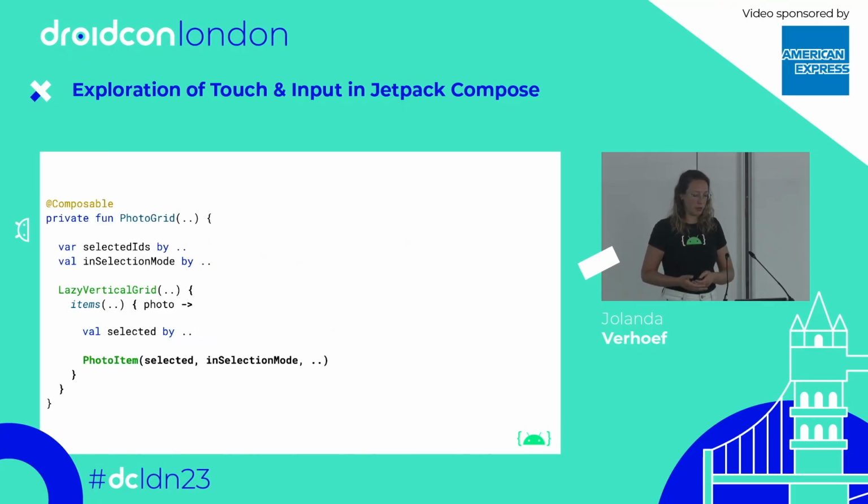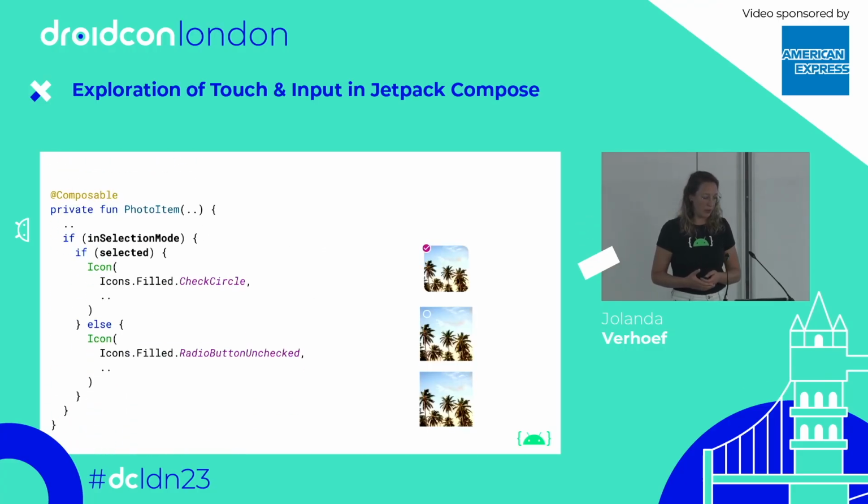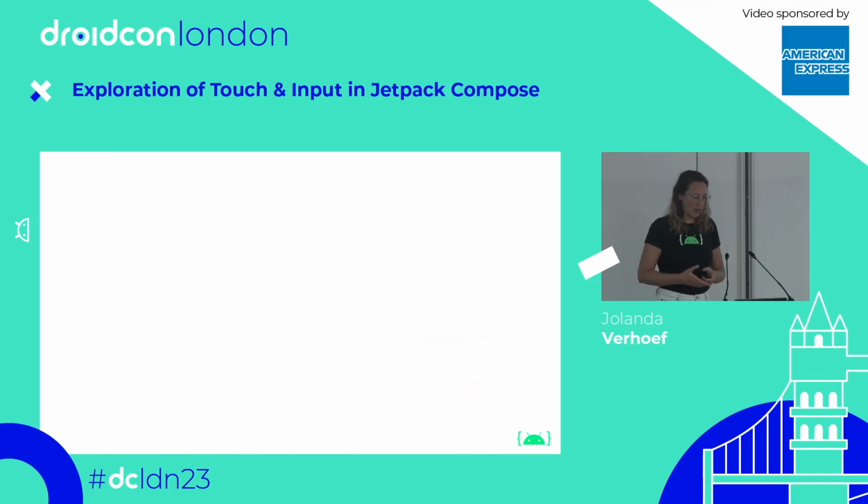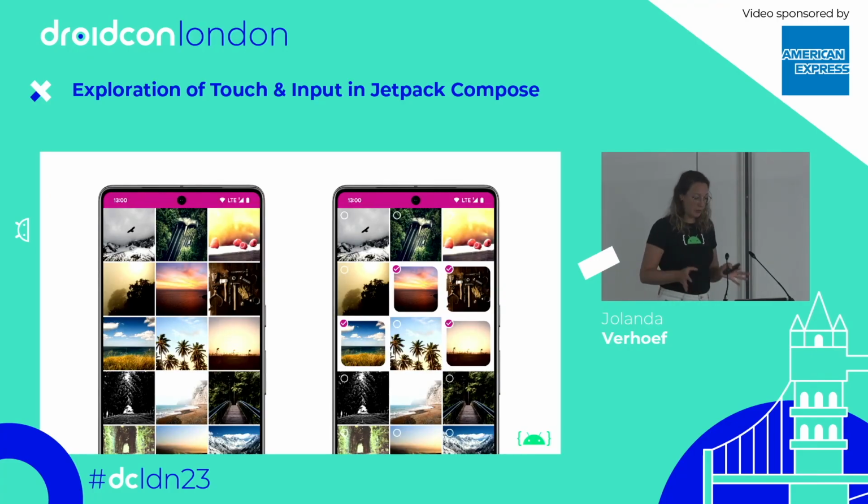And we then forward these properties to the photo item composable, and it can adapt its UI based on their values. Inside the photo item composable, we use these values to choose what icon to show, if any. When in selection mode is true and the photo is selected, a check mark is added. If it's true but the photo isn't selected, then an unselected radio button is shown. And if we're not in selection mode at all, we're not showing any radio button or anything. So with that, we have state management, which is awesome, and we reflect that in our UI.